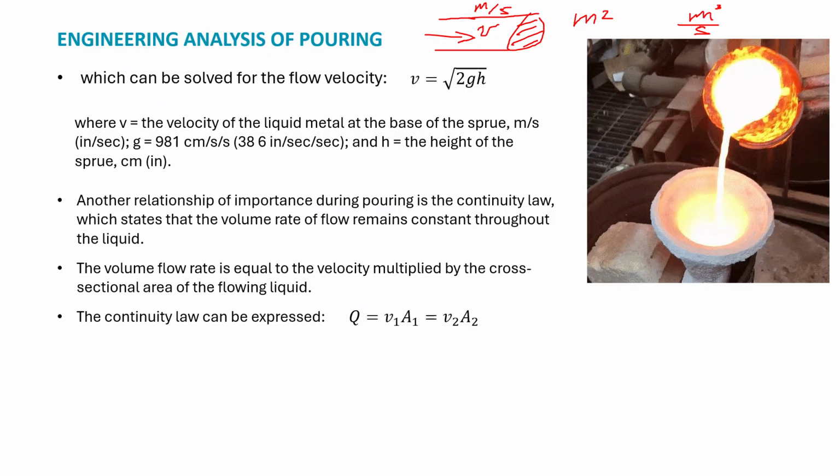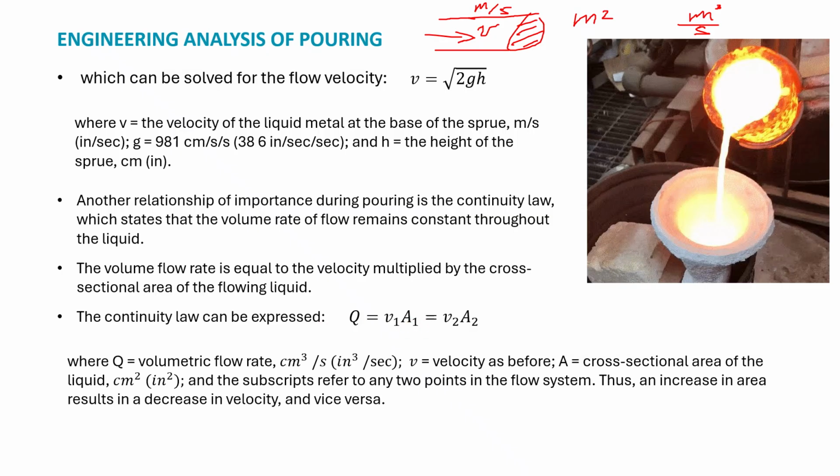So the continuity law says that V1 multiplied by A1 is equal to V2 multiplied by A2. That's common, right? Q is the volumetric flow rate, and V is the velocity as before. A is the cross-sectional area of the liquid, and the subscripts refer to any two points in the flow system, like the beginning and the end, or the beginning and the middle, or the middle and the end. Thus, an increase in the area will result in a decrease of the velocity, and vice versa.